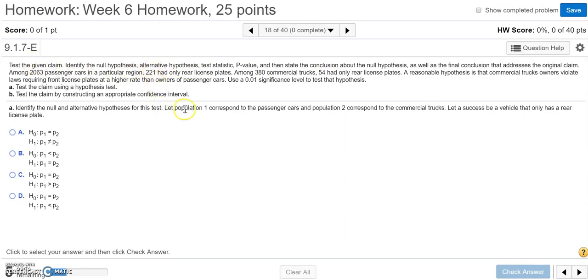Now down here it says let population 1 be the passenger cars and population 2 be the commercial trucks. So if the commercial trucks have a higher rate, that means their proportion is higher. So the population 2 proportion would be greater than the population 1 proportion. If we look through our options here, we're looking for the option where P2, the proportion from population 2, is greater than the proportion from population 1. So that's going to be this one down here. See, P2 is greater than P1. So we're going to select that one.